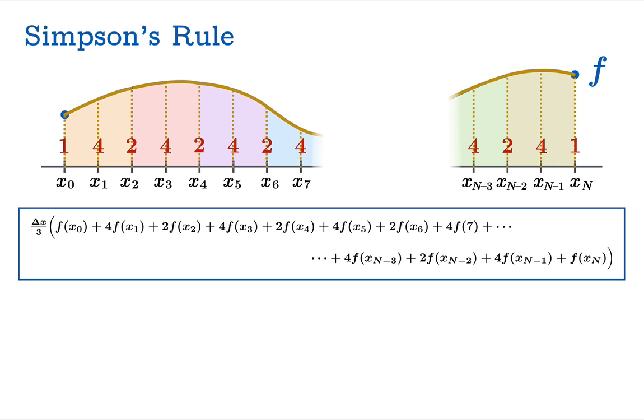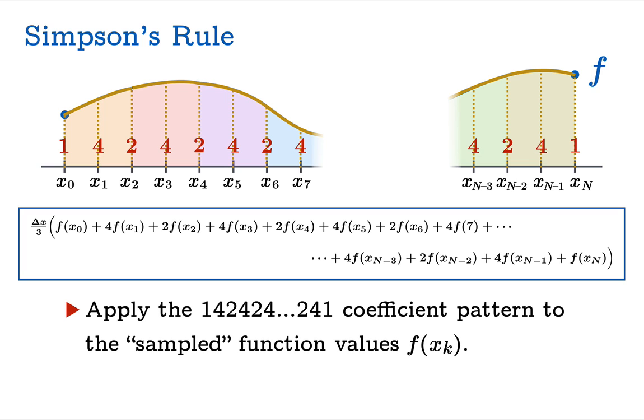So this is Simpson's rule, and it's really not worth trying to memorize this formula so much as memorizing the method of applying Simpson's rule. So what's the method really? Apply the distinctive Simpson's coefficient pattern to the sampled function values, and then multiply the sum of all those by delta x over 3. That's Simpson's rule in a nutshell. So let's look at an example.